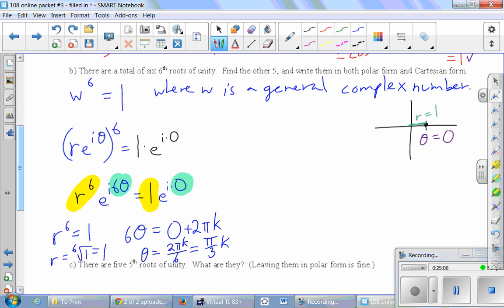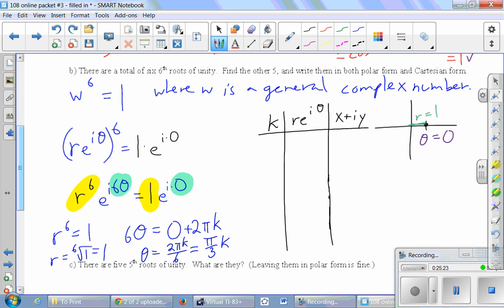Okay, so I'm going to make a little chart here, and the chart is going to have a k column and an re^(iθ) column. And then maybe we'll convert all of those into Cartesian, x plus iy. Values of k: I'm going to start with 0, 1, 2, 3, 4, 5. How do I know to stop at 5? Well, there are six roots of unity. And we can plug in k equals 6, and we'll see that we're back to something we've seen before, but just trust me on this one for now.